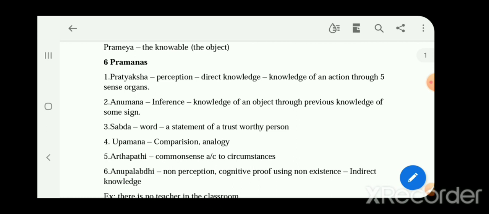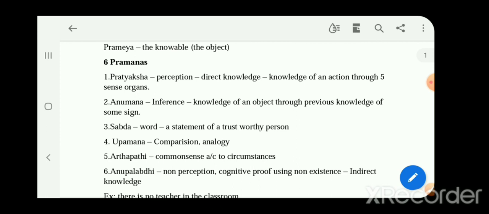And the next one is anumana. Anumana means inferential knowledge. The knowledge of an object I gain through my previous knowledge. This could be object A, this could be object B. That inferential knowledge is called anumana.